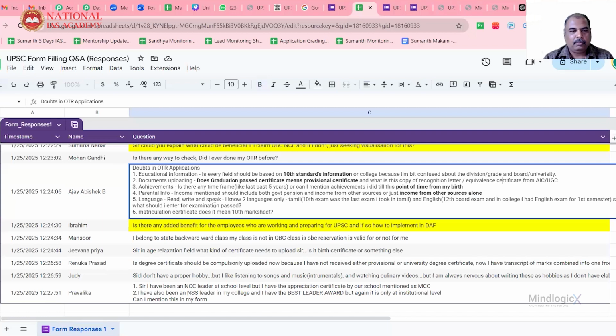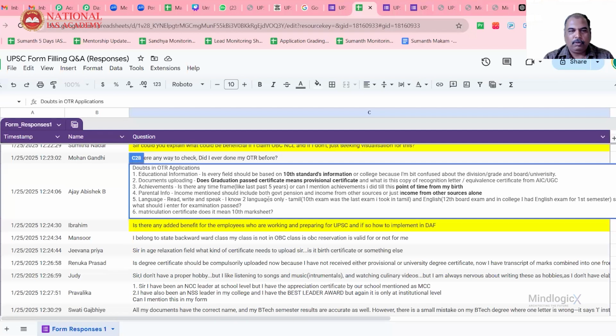For government employees. And language wise, read, write, and speak. I know only two languages, Tamil and English. So should I enter? As you mentioned, you have to enter. So Tamil, I read, write, speak. So any exams passed? Yes.